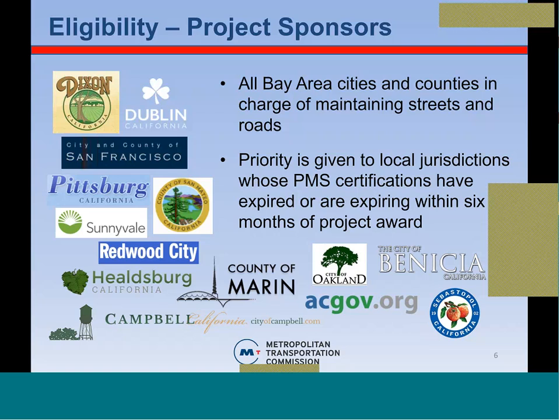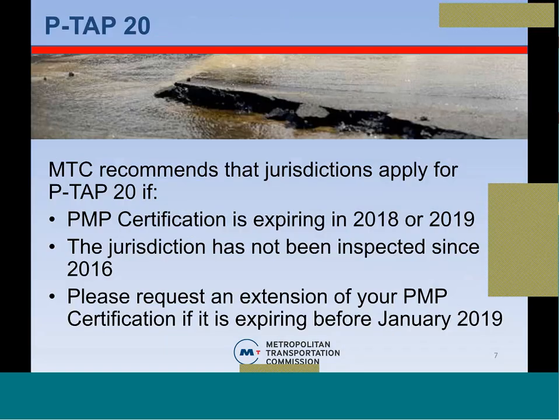But the majority, like I said, is to help jurisdictions understand their pavement condition. We recommend that you apply for PTEP 20 if the certification is expiring in 2018 or 2019, if you haven't been inspected since 2016, because that means you would be expiring in 2018 with a 2-year certification. And we're asking that if you're going to expire before January 2019, please ask for an extension of your PMP certification. I can grant one extension before your next inspection per session.